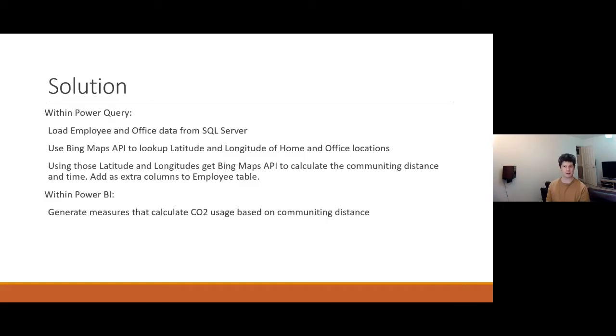The solution I came up with for them was that we get the employee and office data from SQL Server and load that into a Power BI model. Then we use the Bing Maps API to calculate the latitude and longitude of all these home and office locations. Then again, we use the Bing Maps API to calculate how long it will take to drive to and from work. Once we've got all that data, we'll add those as extra columns, probably on the employees table, and bring that back into Power BI proper. Then we can do some measures, figure out what the CO2 usage is, and perhaps figure out how much it will cost to offset that.